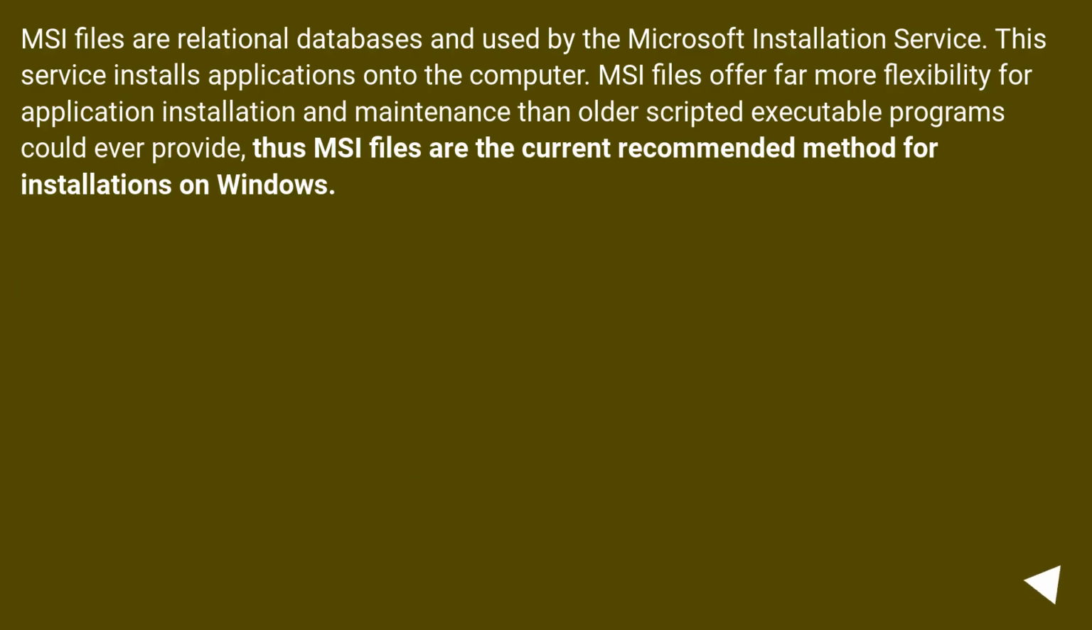The C files are relational databases and used by the Microsoft Installation Service. This service installs applications onto the computer. The C files offer far more flexibility for application installation and maintenance than older scripted executable programs could ever provide, thus C files are the current recommended method for installations on Windows.